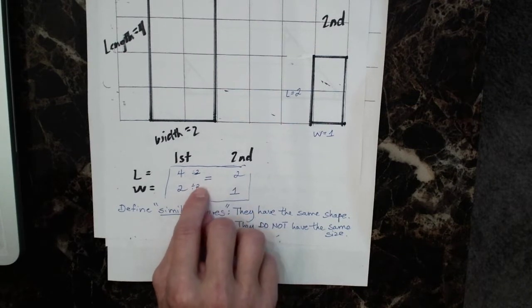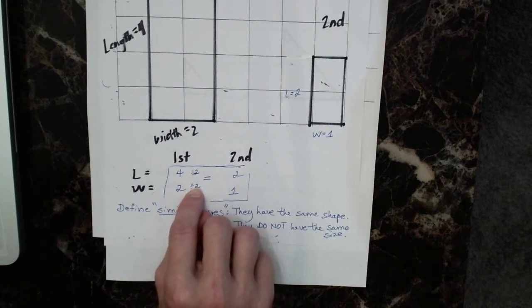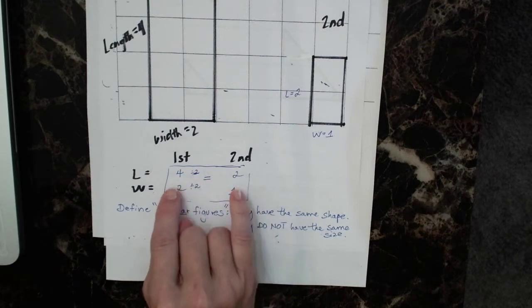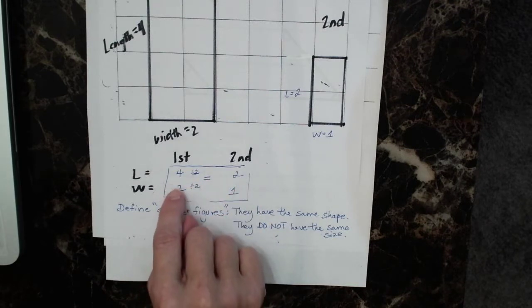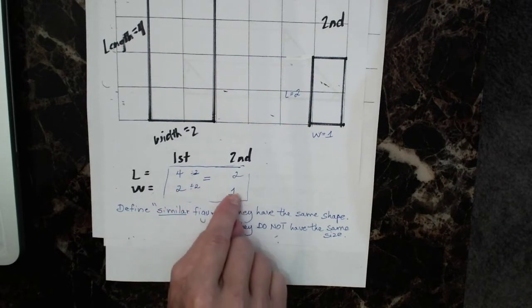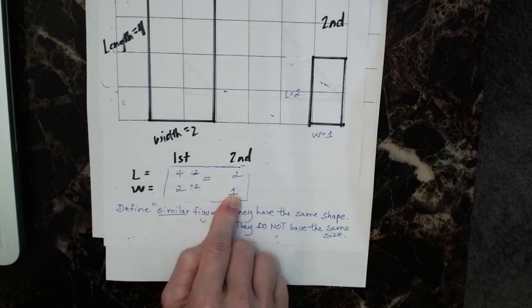Now, if you can use this same scale factor for the denominator, then you can prove that they are indeed a proportional relationship. So you ask yourself, is 2 divided by 2 equal to 1? Yes, that's true. So this is a proportional relationship.